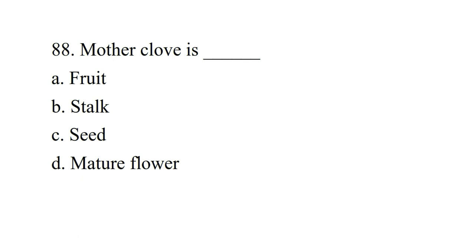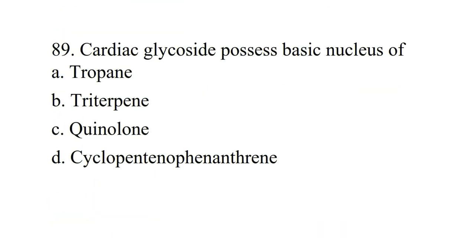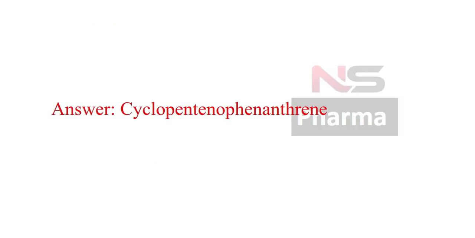Question number 88. Mother clove is option A, fruit. Option B, stalk. Option C, seed. Option D, mature flower. Answer, fruit. Question number 89. Cardiac glycoside possess basic nucleus of option A, tropane. Option B, triterpene. Option C, quinolone. Option D, cyclopentanophenanthrene. Answer, cyclopentanophenanthrene.